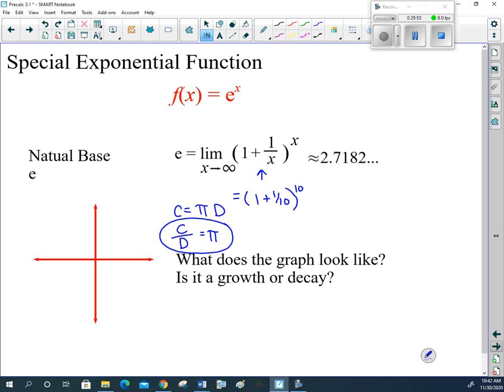So, natural, wow, I got a lot of typos here. Nice spelling there. We're going to have to fix the spelling on that one also.